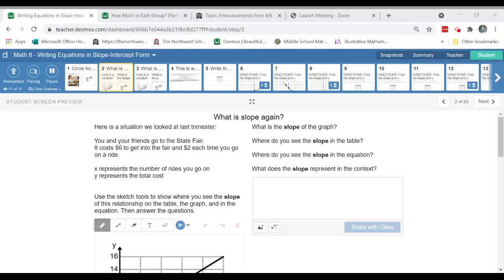Hi, I'm going to make a couple videos to help support you as you work through today's classwork, writing equations in slope-intercept form. This first video is going to be about slides 2, 3, and 4, which is the big part of the review from last trimester. So if you're one of the people in this class that did not do all of this class last trimester, I hope this video will be really helpful for you. That's my goal. Okay, here we go.